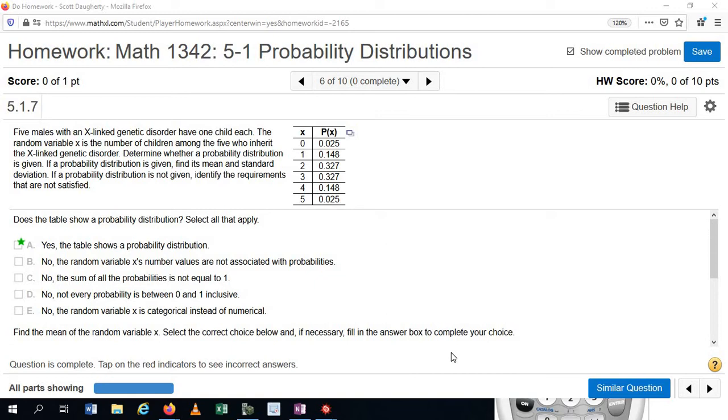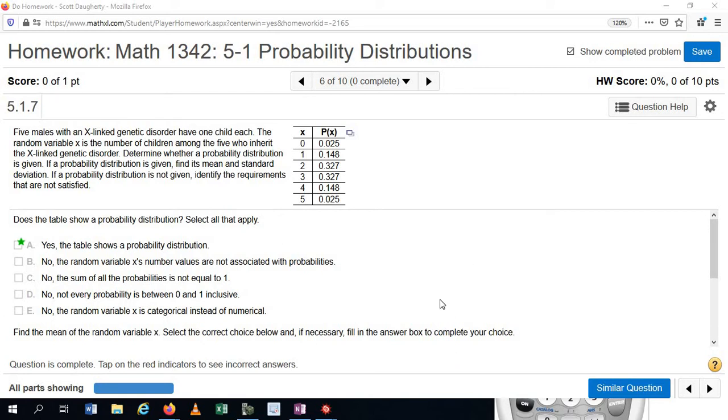So it says 5 males with an X-linked genetic disorder have 1 child each. The random variable X is the number of children among the 5 who inherit the X-linked genetic disorder. Determine whether the probability distribution is given. If a probability distribution is given, find its mean and standard deviation. If a probability distribution is not given, identify the requirements that are not satisfied.